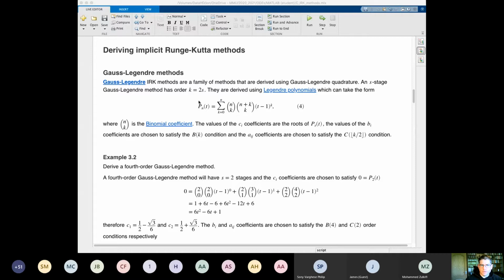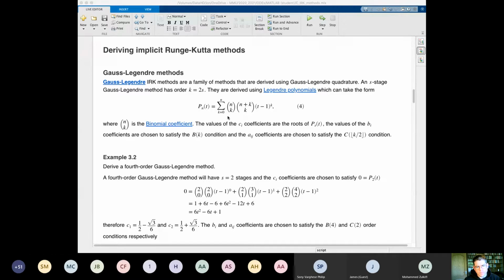Now, the thing to remember about Gauss-Legendre methods is that an S-stage method has order 2s. So they're actually the maximum order for the number of stages. If you have a 2-stage method, it has order 4. The Legendre polynomials can be written in this form. If you click on this link here, it'll take you to Wikipedia, and you might see it in a different form. What I've done is a mapping to a form which we need to derive the IRK method.